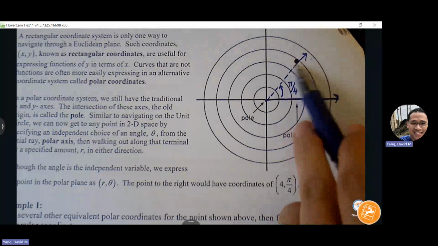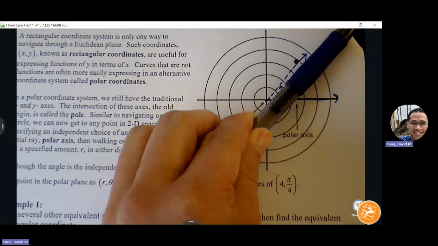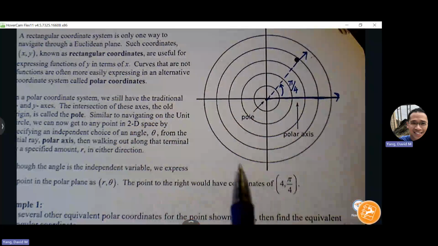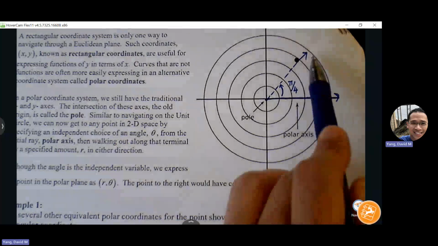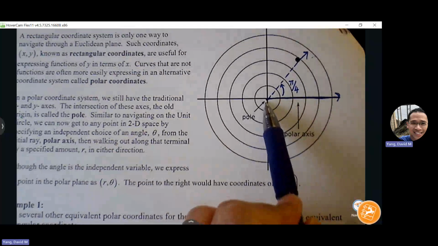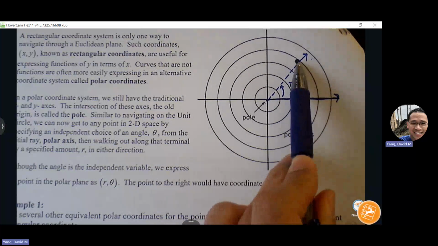And then once we identify what angle measure we're involving, we're either walking away or towards that quadrant. So pi/4 is in the first quadrant. This is positive 4, so we're going to walk out 4 units. 1, 2, 3, 4. That's where that point lives.